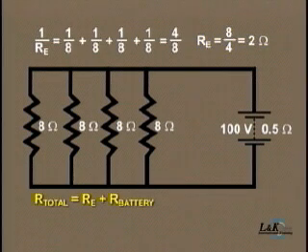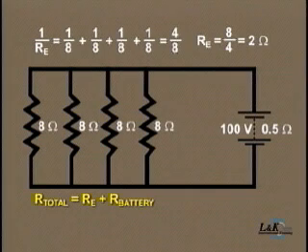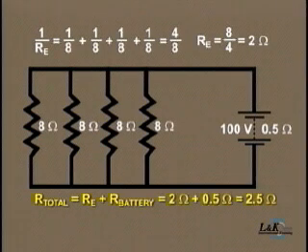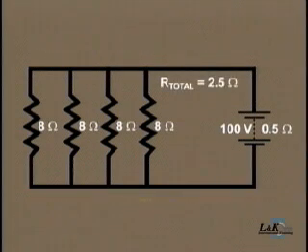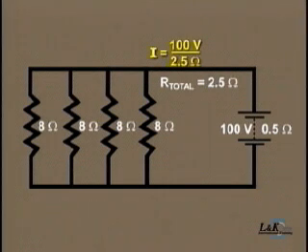The total resistance of the circuit is equal to Re plus the internal resistance of the battery, 0.5 ohms. This adds up to 2.5 ohms. We can now calculate the value of current flowing in the circuit. That is 100 volts divided by 2.5 ohms equals 40 amps.